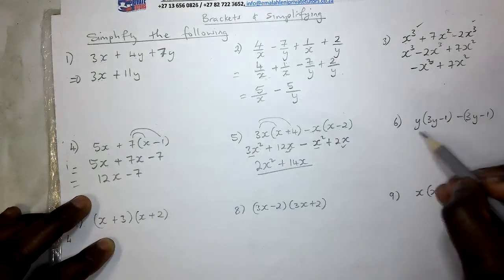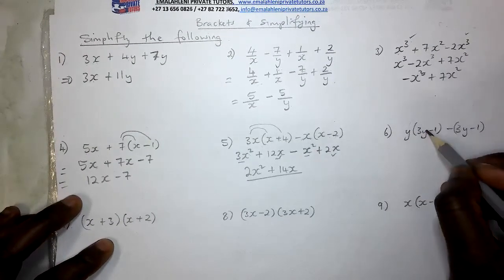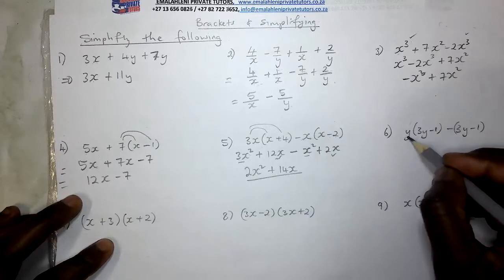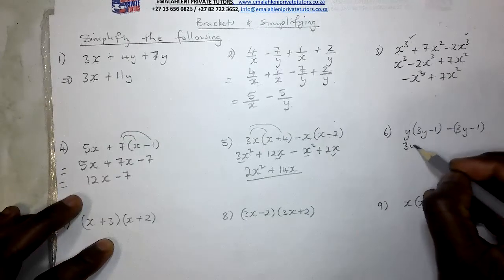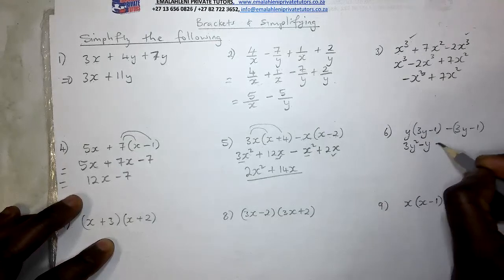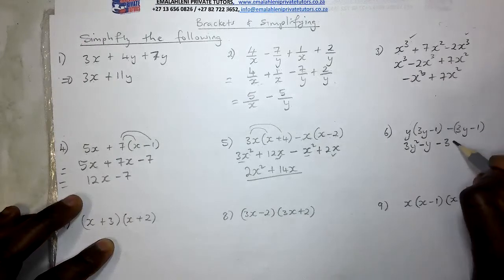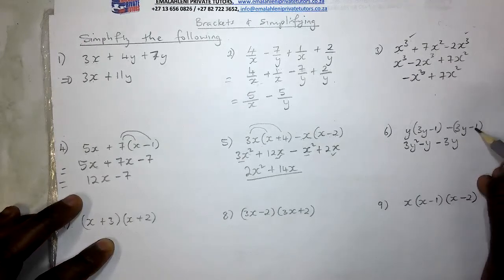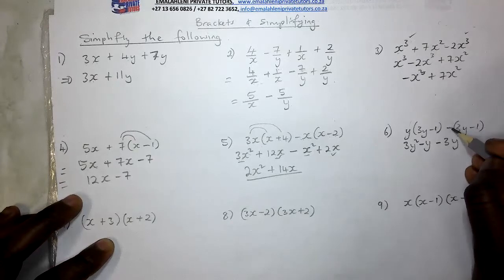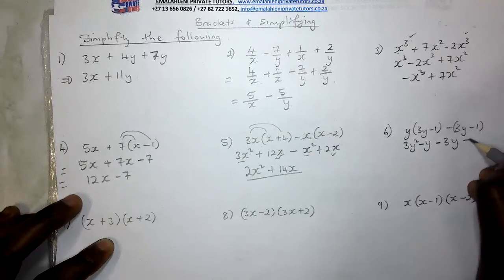Then the last part here, you will see that y has to multiply everything in the bracket. Then we're going to say y times 3y, we're going to get 3y squared. Y times -1, we get -y. Minus. But now your minus is multiplying everything in the bracket as well. Minus times 3y, we're going to get minus 3y. Minus times 1, when you have minus only, it means just minus 1. Minus times minus is going to give us plus 1.